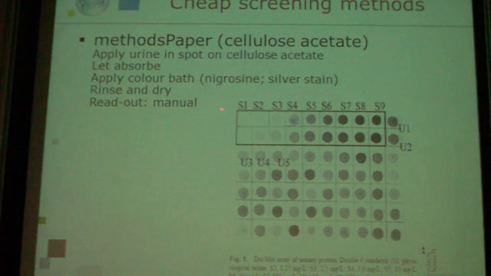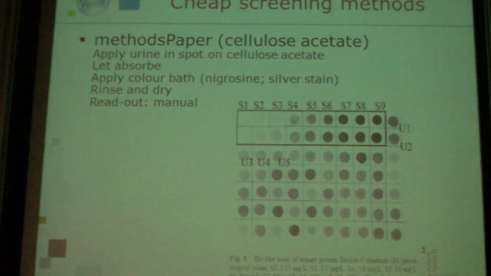For instance, niclosine is used. Also, the silver stain is possible. So you don't combine them. You use either the niclosine or the silver stain. You rinse and let dry, and you have a manual readout of what protein concentration you have.